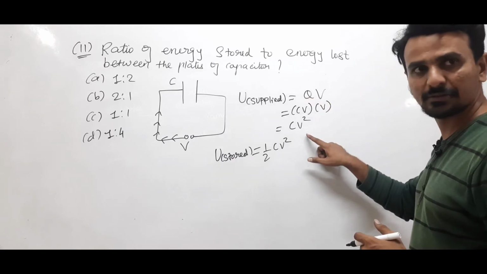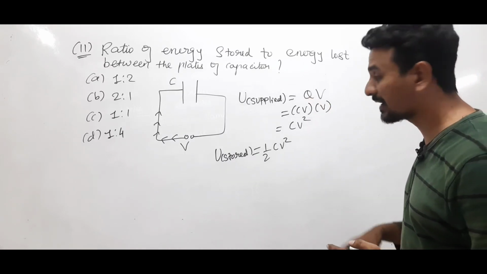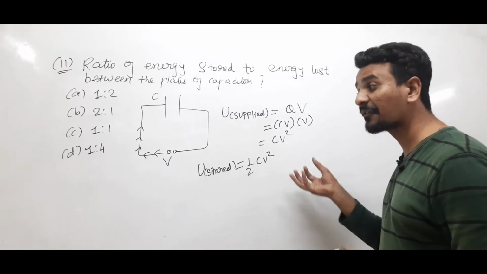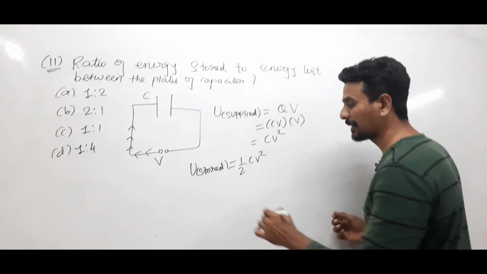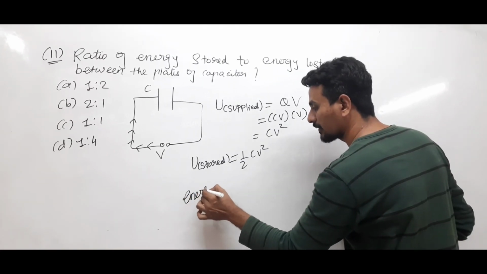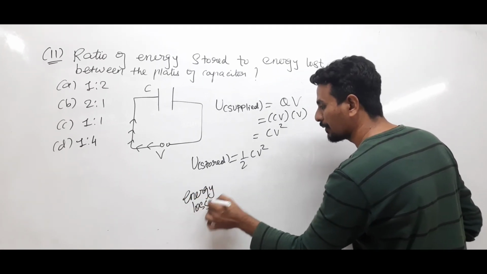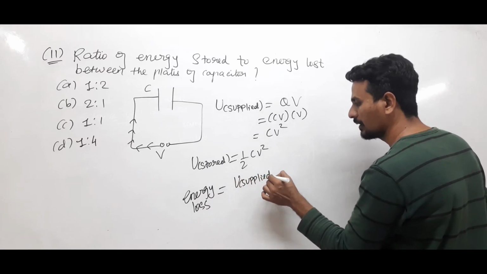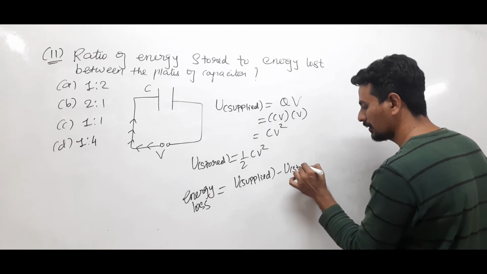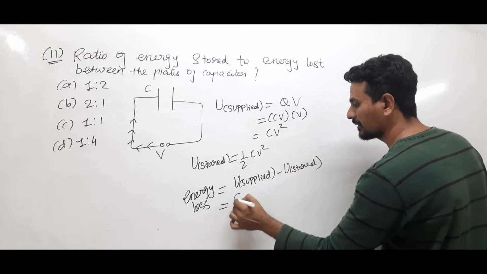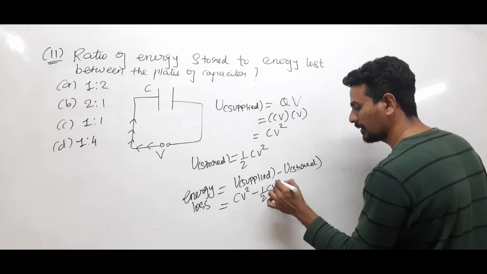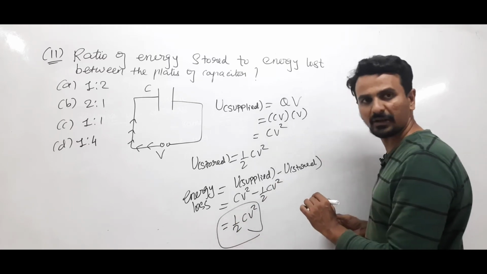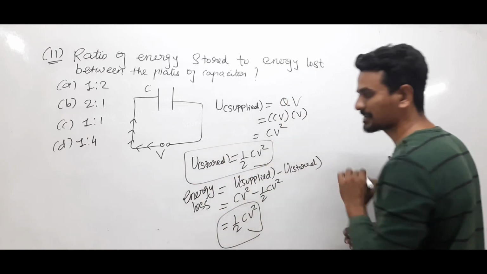Energy stored is half CV square. Supplied energy is CV square. Stored is half CV square. That means 50% of the supplied energy is stored and the remaining 50% will be lost. So energy loss will be equal to energy supplied minus energy stored, right? That is CV square minus half CV square, which will again be half CV square.